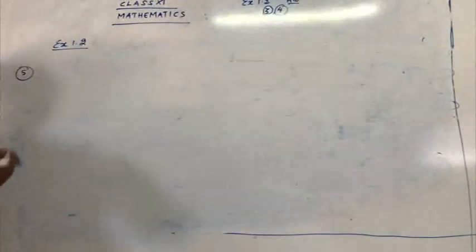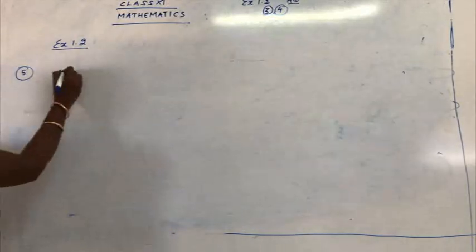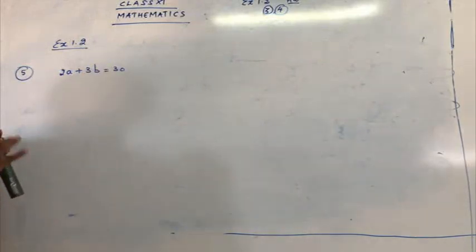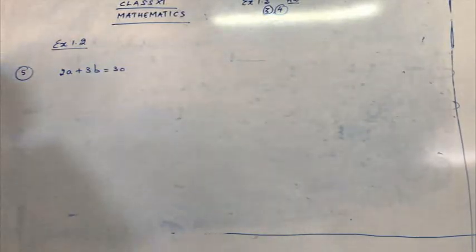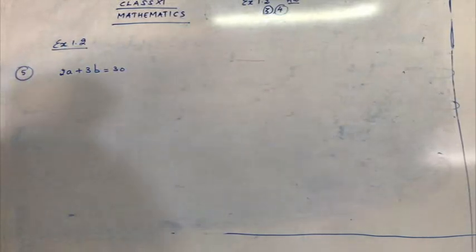Sum number 5. Okay. So let's take the statement part: 2A plus 3B is equal to 30. Now what we are going to do is choose some values and write down the relation by listing all the pairs.